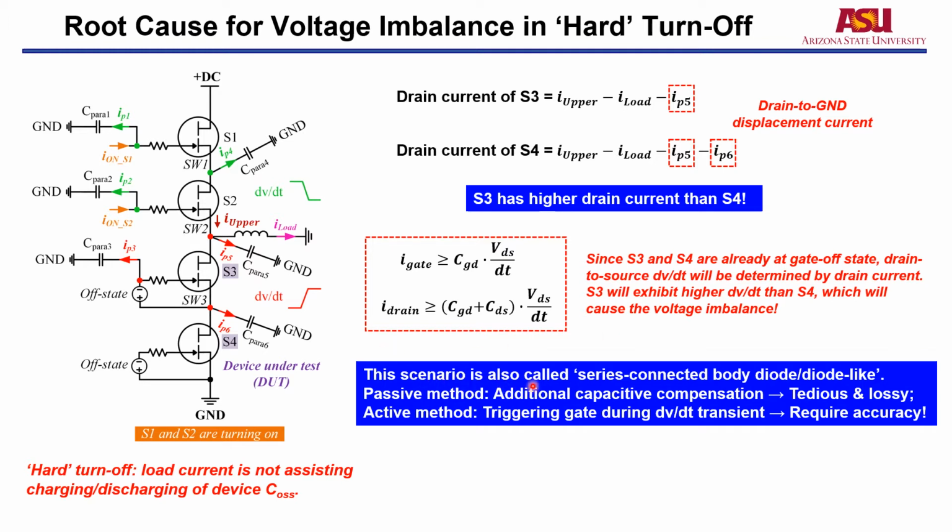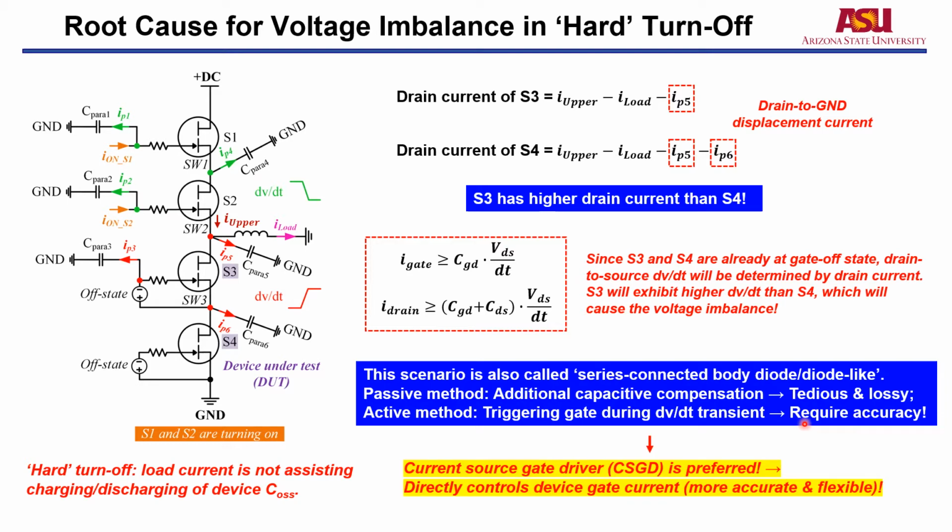So this scenario is also called the series-connected body diode or diode-like scenario. So basically, we have two methods to address this. The passive method is to add additional capacitive compensation, which is tedious and lossy. And the active method is to trigger the gate during the dV/dt transit, which requires very high accuracy. So then the current source gate driver, CSGD, is preferred because it directly controls the device gate current, so it is more accurate and flexible.